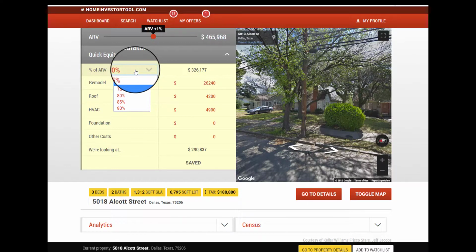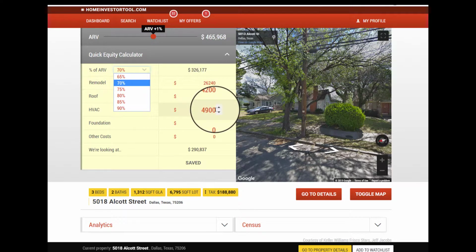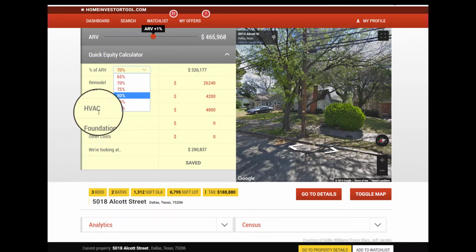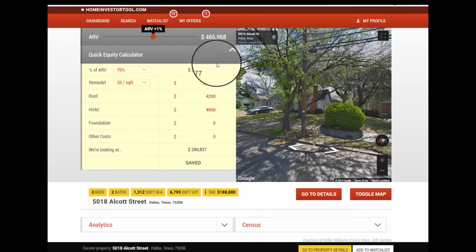People talk about 70% ARV. Well, here it is, 70% ARV, less repairs. I've added the roof and the heating and air that were included before. And so I know that if I believe this is about 465 and I'm looking for a 70% ARV and I think the repairs are 26,000, 26,000 in cosmetics and roof and HVAC, my bid to maintain my profitability is 290,000. I've done all of this in a matter of minutes.